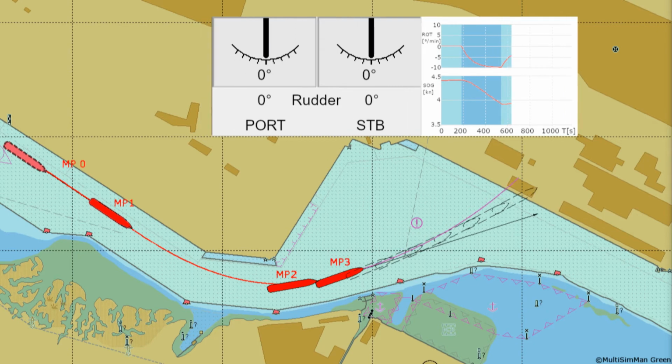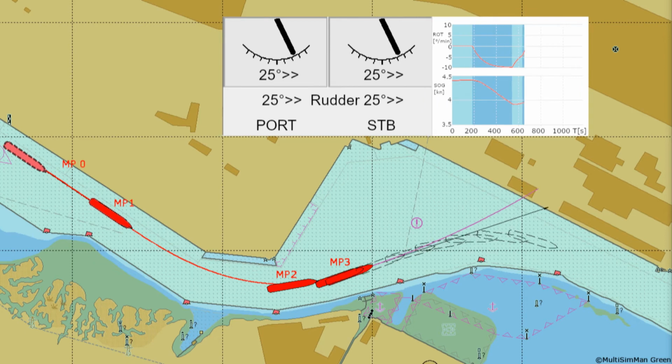After 90 seconds, the vessel arrives at the third maneuver point. The rate of turn is still at 5 degrees per minute to port, but it will be countered quickly as a starboard helm of 25 degrees is ordered now. The ship starts to turn to starboard side.